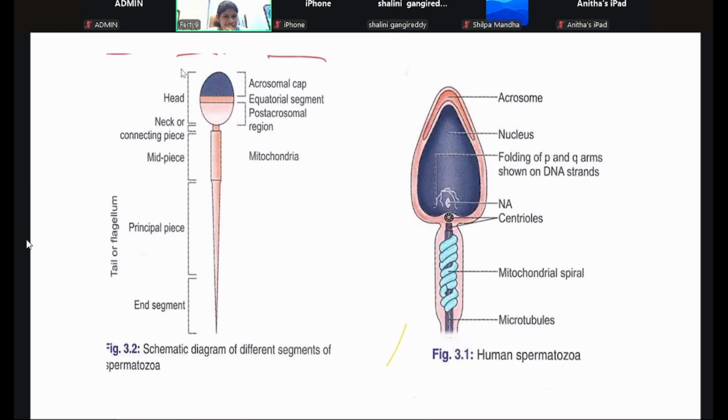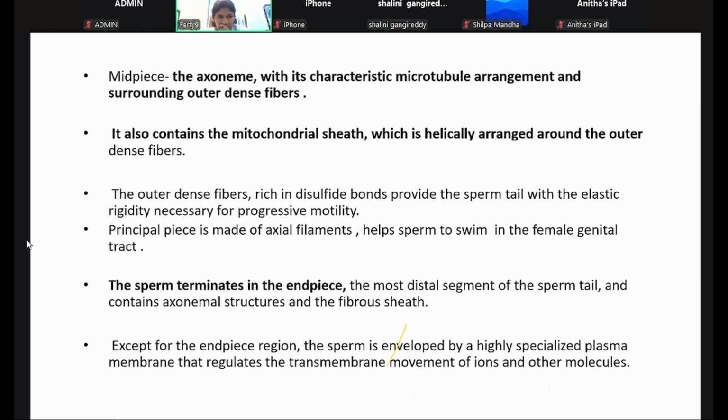So this is the head, this is the acrosomal cap. This acrosome is very important for the penetration of the egg. And then this is the neck piece. The neck piece helps in connecting the head and the mid piece. The mid piece has mitochondria, which produce the energy for the sperm. And then the principal piece and the end piece are for motility. So the same thing I have explained here.